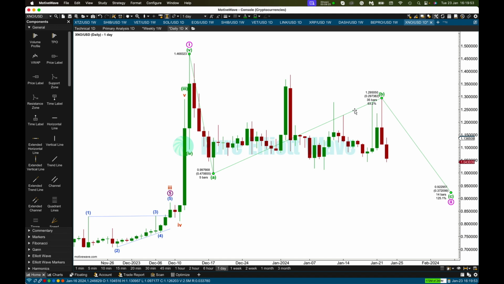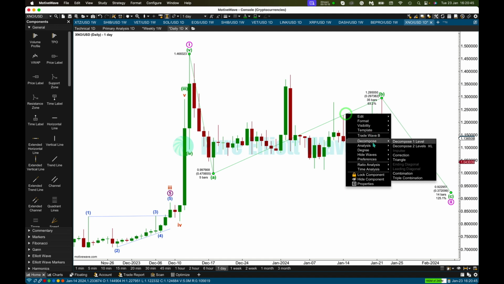Let's see if this is a triangle. No, it doesn't. Okay, it won't work. B can move beyond the start of A, but for a contracting triangle, C cannot move beyond the end of A, D can't move beyond B, and E can't move beyond C. So E has to end before the end of C, or at, technically, but it can't move beyond, so that the triangle has contracting or converging trend lines, and each subsequent wave is shorter than the prior wave. So that's invalid. It could have been some kind of combination.